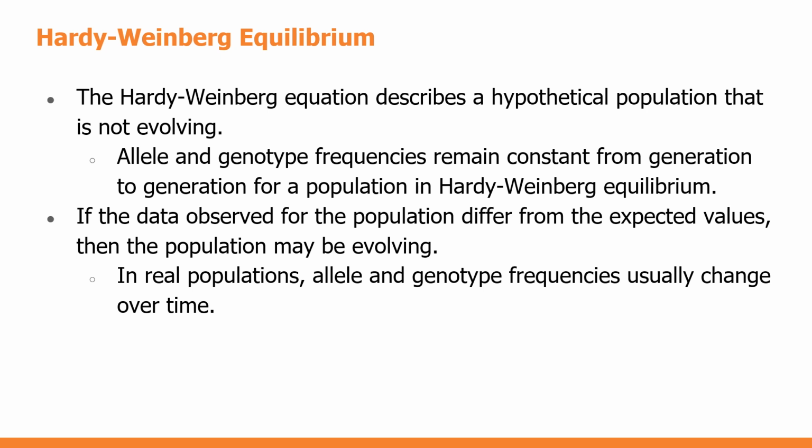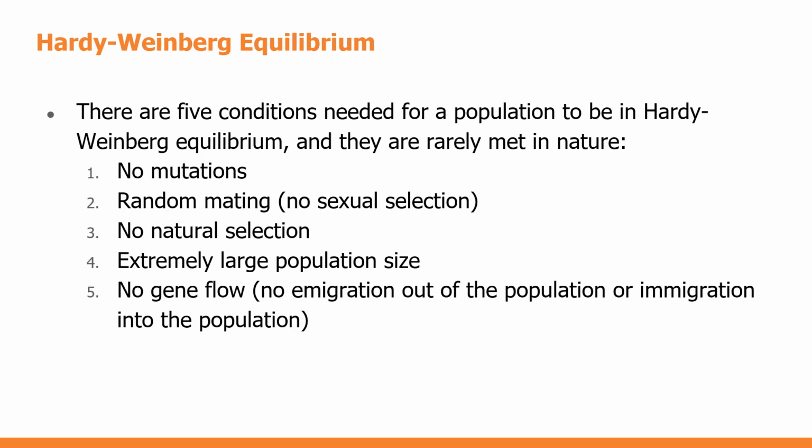Now, if the data observed for the population differ from the expected values, sounds familiar, right? Chi-squared, the population may be evolving. In real populations, the allele and genotype frequencies usually change over time. There are 5 conditions you need to know for a population to be in Hardy-Weinberg equilibrium. And again, usually this is a hypothetical situation because they are rarely met in nature.